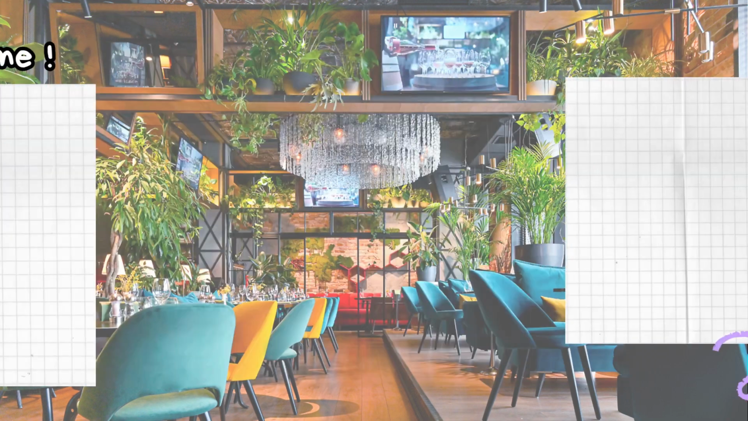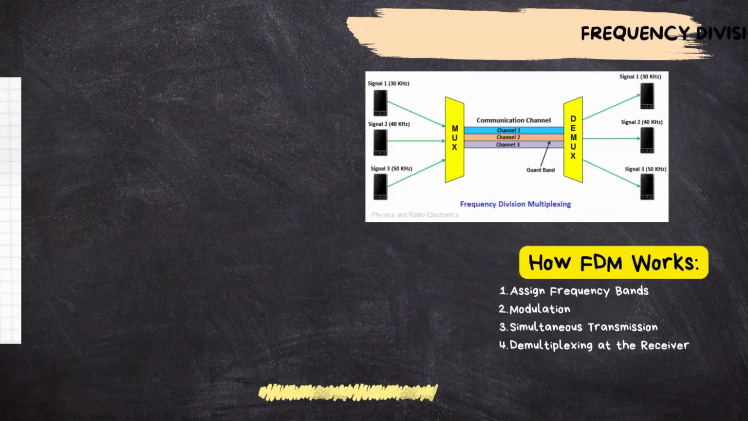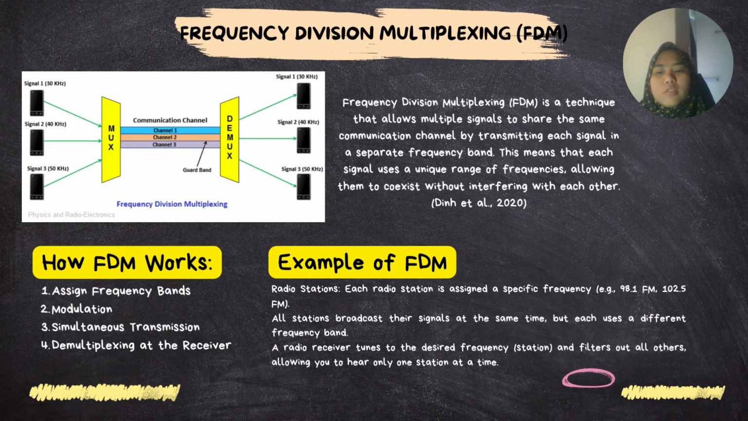The process of transmitting two or more signals simultaneously is known as multiplexing. The main objective of this system is to increase the capacity of a transmission channel. Let's talk about frequency division multiplexing (FDM). FDM is a technique that allows multiple signals to share the same communication channel, but each signal uses a different frequency band.